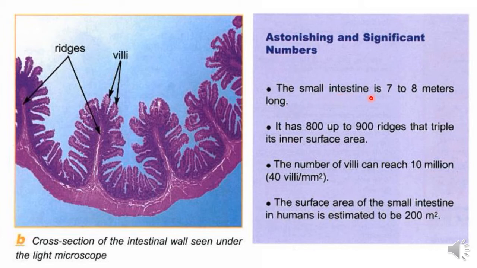The intestine alone is 7 to 8 meters long. And we have 900 ridges and 10 million villi. So the surface area is estimated at around 200 square meters.